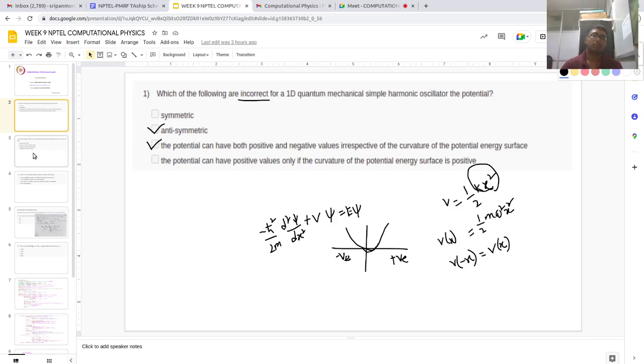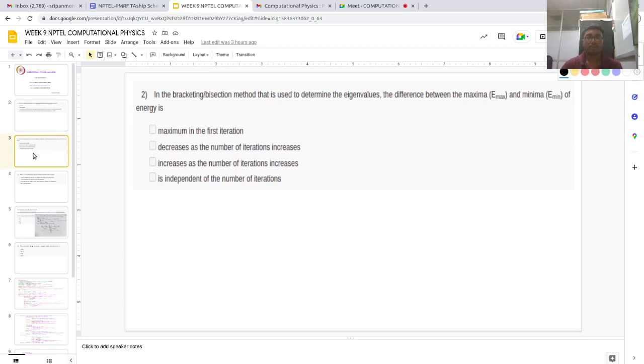So let's move on to the next question. Now the question is: in the bracketing or bisection method that is used to determine the eigenvalues, the difference between the maxima and minima of the energy is. So how are we going to calculate the eigenvalues? If you have seen the lectures given by the faculty, you see that they are using a bisection method to find out the energy.